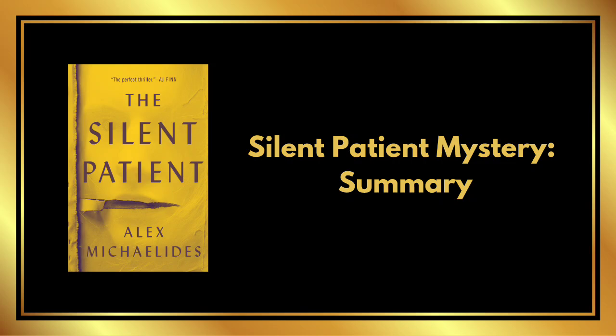Theo is no stranger to trauma himself. He had a difficult childhood with an abusive father, and even as an adult, he struggles with deep emotional wounds. He sees Alicia's case as personal, perhaps even a way to heal his own past. As Theo starts therapy sessions with Alicia, she remains completely silent. Frustrated but determined, he starts investigating her past, speaking to people who knew her before the murder.